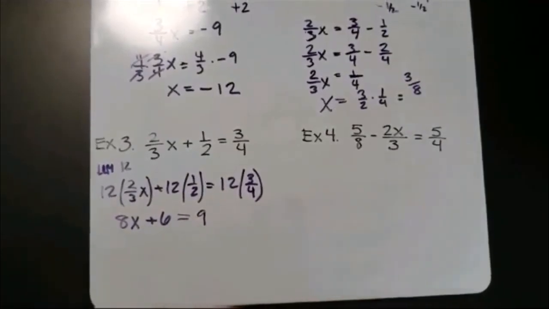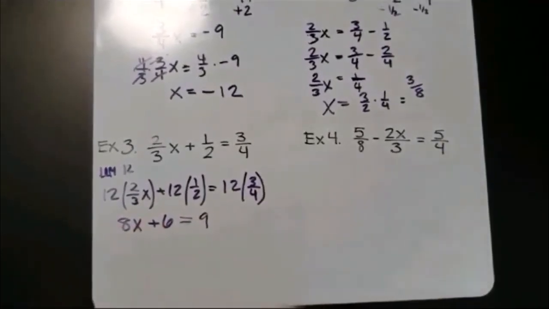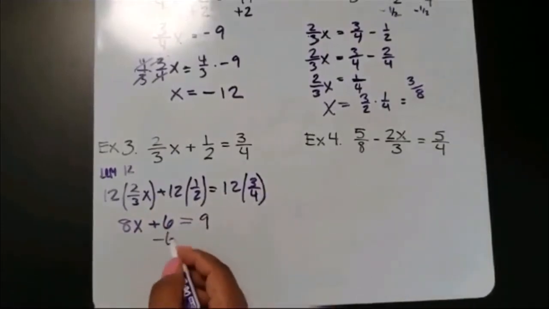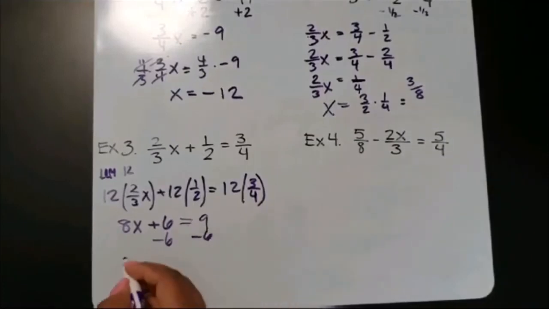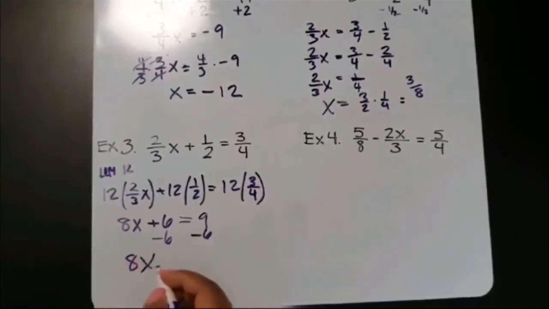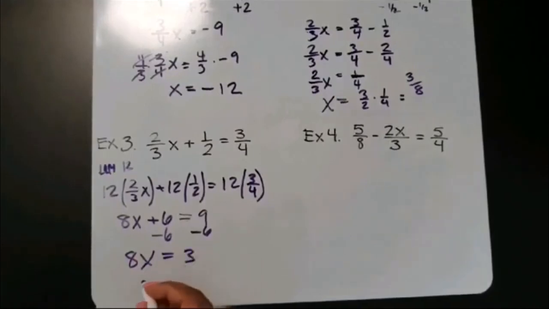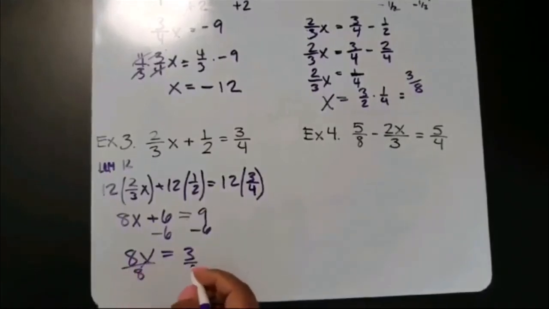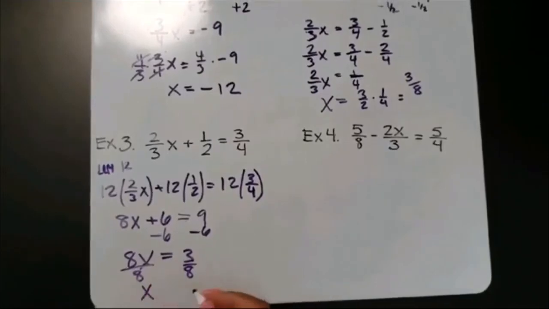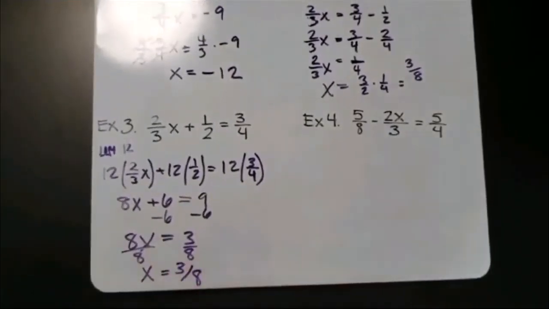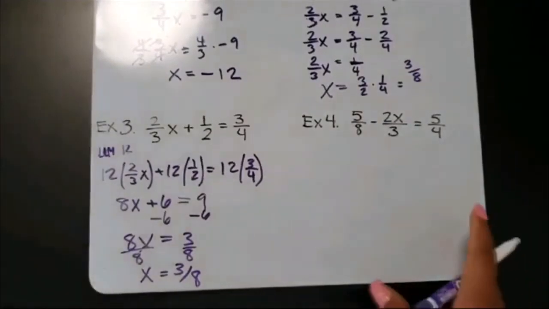All right. Now from this point, we're good to go. We can clearly see that our next step is to subtract 6 from both sides. We have 8x equals 3. And when we divide by 8 on both sides, we get x equals 3 over 8. All right.